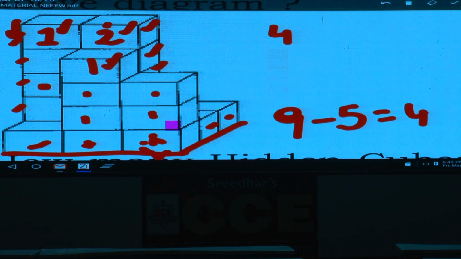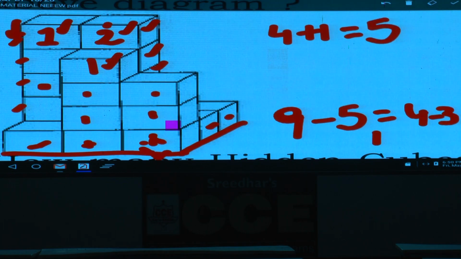Isn't it? As 3 were already counted, how many were left over? 1 is left over, and that 1 will be added to this place. And so what is the total? Total 5.